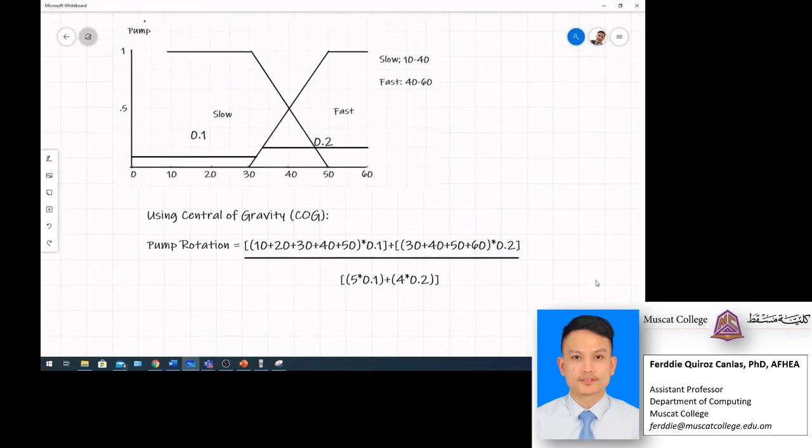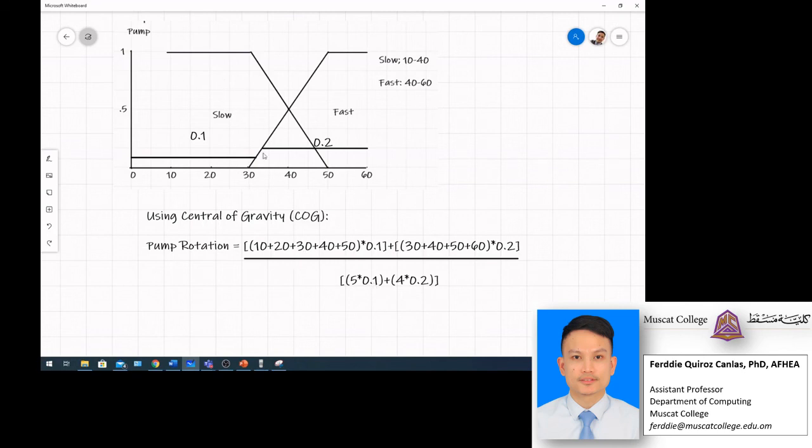Okay, so let me repeat all the values. Okay, please check the range. Slow is 10 to 40 only. Okay, 10 to 40 only. Fast is 40 to 60. Okay, but you have to check on the membership function here. So all the slow should be from 10 up to 50 based on this drawing. So we have to multiply 10, 20, 30, 40, 50, this one. Then from fast we have 30, 40, 50, 60. And we have to multiply this total with the weights, which is 0.1, and the total of these weights with 0.2. And after that, we have to divide it by the sum, by the number of cases multiplied by the weights.